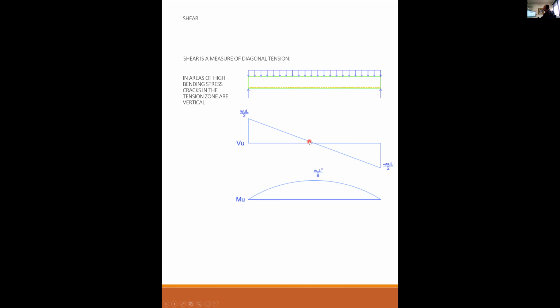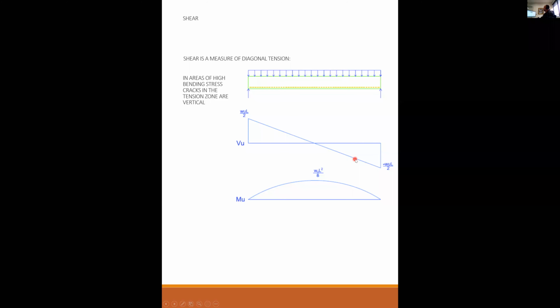So if I have a reinforced concrete beam supported end to end, dotted line represents the flexural steel. In areas of high bending stress, cracks in the tension zone are vertical. Okay, so if I analyze this beam, I can do a shear diagram. I can do a moment diagram. The moment, of course, is maximized at the midspan of the beam. So where the moment is at its maximum is where you're going to get flexural stresses that are at their maximum. So the compression stress at the top of the beam is maximum at the maximum moment, and the tensile stresses at the bottom of the beam are maximum at the maximum moment. So basically, a crack goes vertical 90 degrees at the point of maximum moment and zero shear.